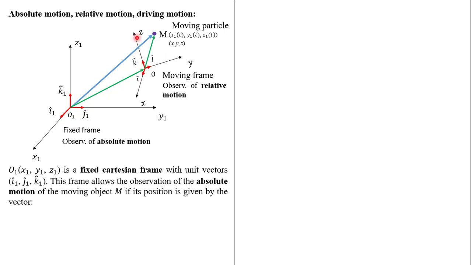Okay, we now write O1M as x1 along I1 plus y1 along J1 plus z1 along K1. Why am I using I1, J1, and K1? Because here O1 is the observer. When O1 is the observer, O1 is the origin of the fixed frame that has as unit vectors I1, J1, and K1. That's why I added the index 1 here, and here.